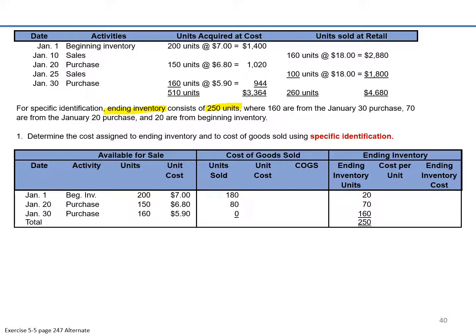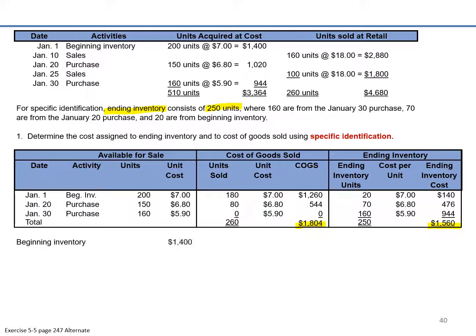Then if we assign our cost to each of them, 180 at $7 is cost of goods sold of $1,260. 80 at $6.80, total cost of goods sold of $544. 0 at $5.90 is 0. So we have total cost of goods sold of $1,804. Same idea for ending inventory. Total ending inventory of $1,560.